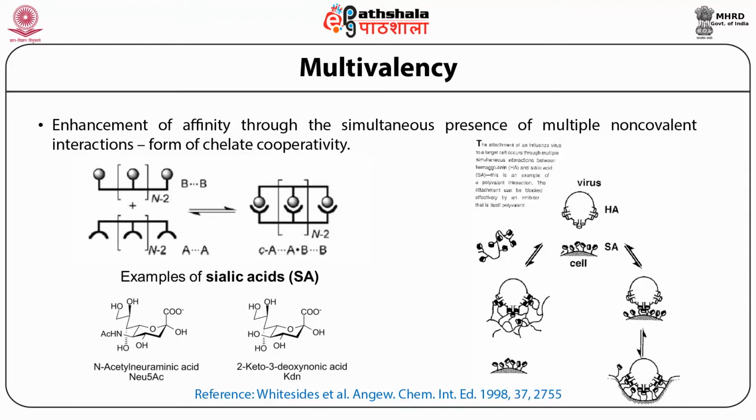As we know, influenza virus has hemagglutinin at its surface, and on the cell surface there are different forms of sialic acid, and they bind together. As you see from the cartoon image, if you really have to prevent influenza virus from attaching to the cell surface, you must add a similar polyvalent molecule which will prevent the binding.